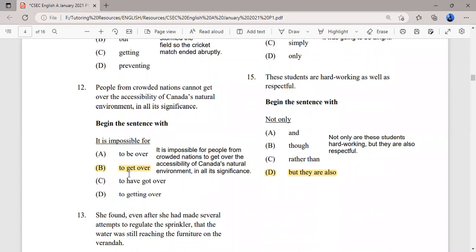Number 12. People from crowded nations cannot get over the accessibility of Canada's natural environment in all its significance. Begin the sentence with, it is impossible for. So it is impossible for people from crowded nations to get over the accessibility of Canada's natural environment in all of its significance. So the answer is B, to get over. It can't be to be over, it can't be to have got over, it can't be to get it over.